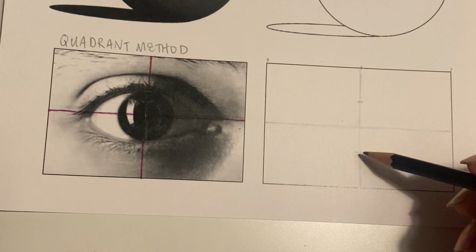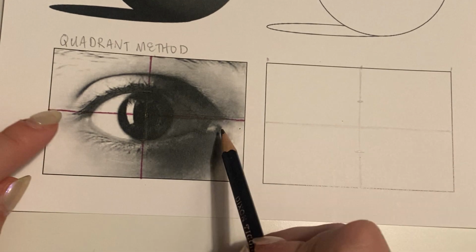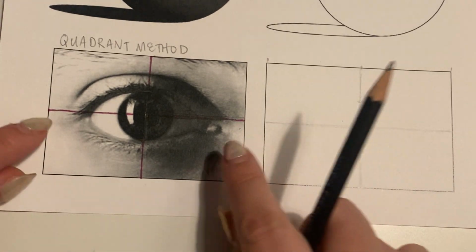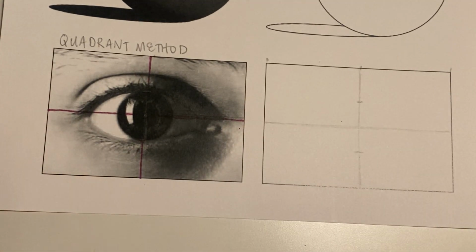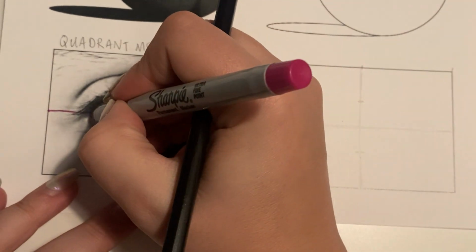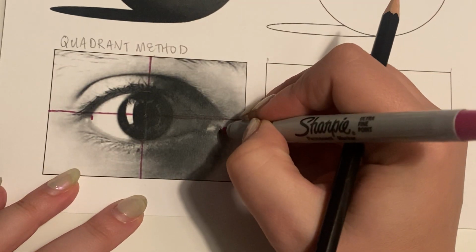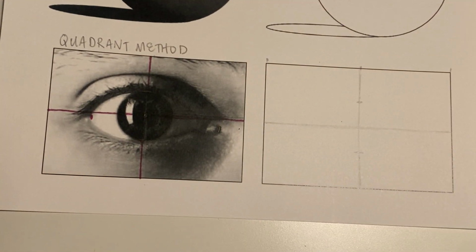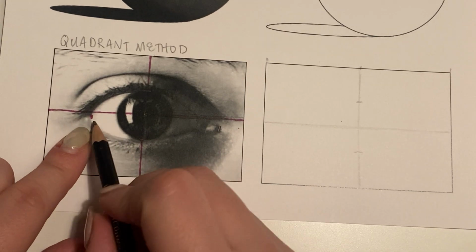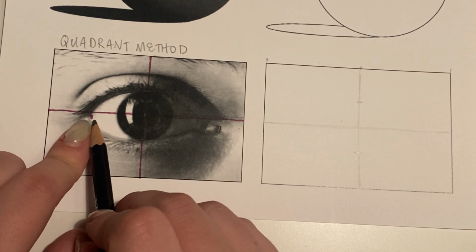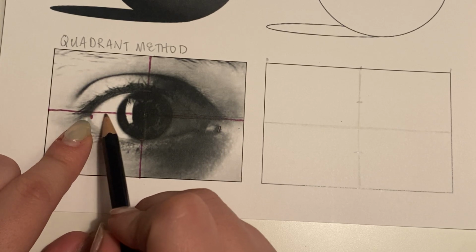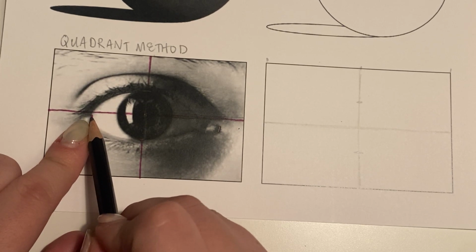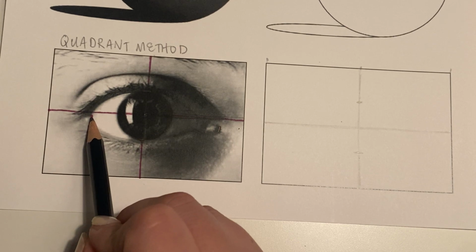So I've got top, bottom, and then now we're going to do the two sides. So looking at our eye, we're going to mark a point over here for this section right here and where this is going to fall. So the two corners of the eye, the outside corner and the inside corner. Looking at the outside corner, we can see that it's not going to be right on the line. It's actually just a little bit below, at least on my reference image.